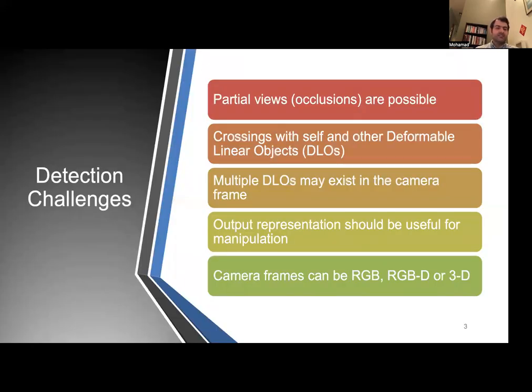Some of the challenges in this application that a detection method needs to address include partial views and occlusions, crossings, existence of multiple DLOs in the frame, and supporting different image types. Finally, the detection method needs to output a model that is suitable for other automation tasks, such as manipulation and planning.